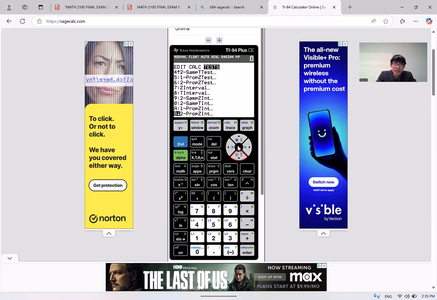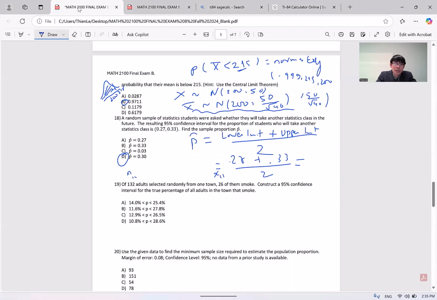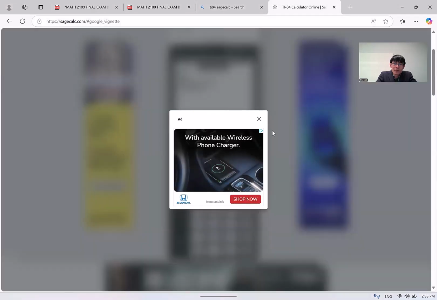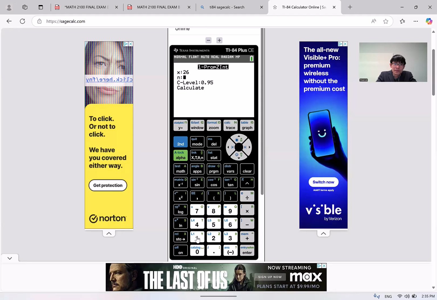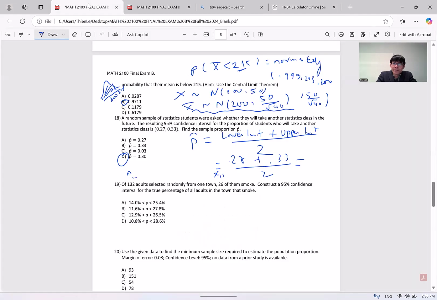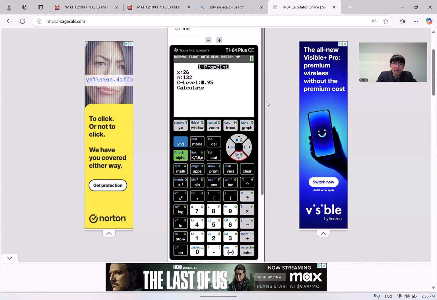So option A here, right? Option A. So 26 people smoke, your N is 132, and you want 95%, which is 0.95. You're done, right? 0.129 to 0.265.